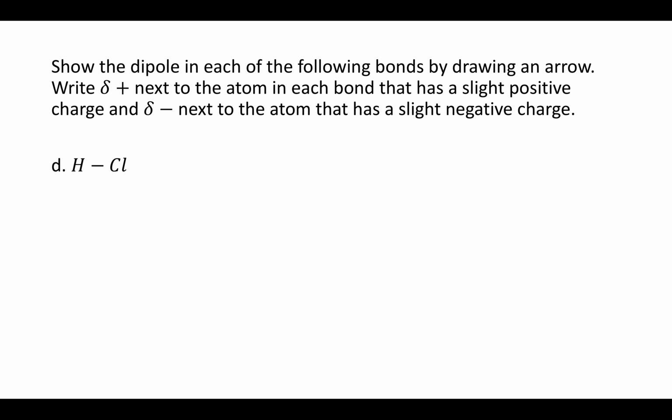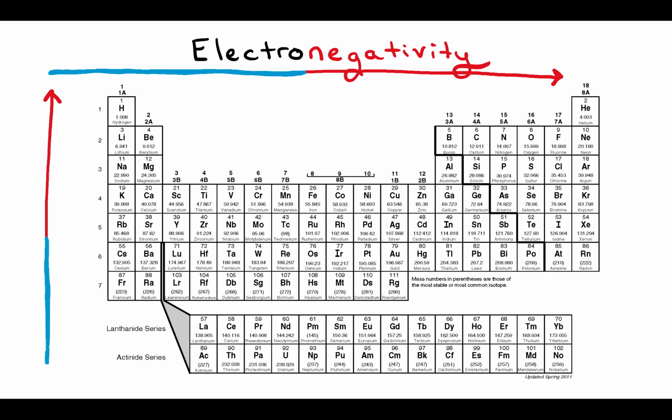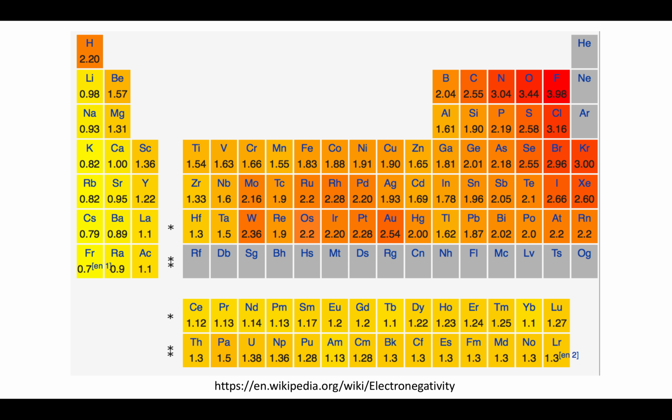How about between hydrogen and chlorine? So hydrogen is in the top left, chlorine is far to the right. Because hydrogen is further up, but chlorine is further to the right, you'd want to consult an electronegativity table to be sure about which one is more electronegative. Hydrogen is 2.2, chlorine is 3.16.